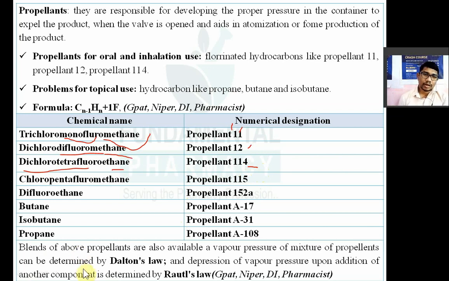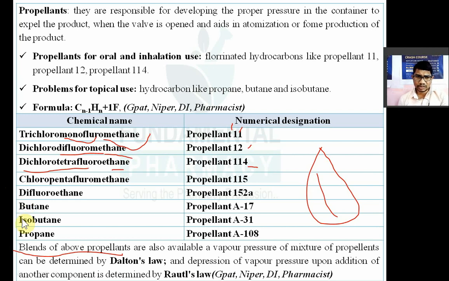Blends of these propellants, blend मतलब क्या, मिक्सचर, mixture of these propellants are also available to obtain a particular vapor pressure of propellant in the aerosol. So these are the most commonly used propellants. So out of that बाकी भी है, आप भी देखेंगे अपन। ट्राइक्लोरोमोनोफ्लोरोमीथेन is known as the propellant 11, डाइक्लोरोडाइफ्लोरोमीथेन propellant 12, डाइक्लोरोटेट्राफ्लोरोइथेन known as a propellant 114, क्लोरोपेंटाफ्लोरोइथेन propellant 115, difluoroethane propellant 152A, butane propellant A17, isobutane propellant A31, propane propellant A108, right?